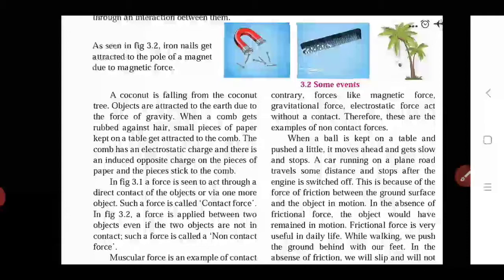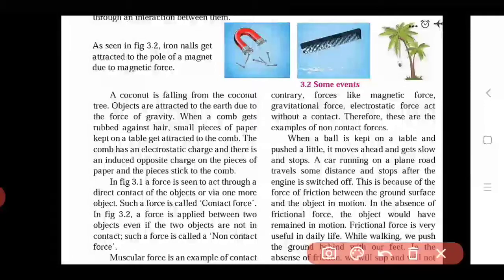In such cases, if forces act on the bodies between two or more bodies, then such a force is called a contact force. So here also we see the definition of the contact force: the force is seen to act through the direct contact of the objects or via one or more objects. We see another type of force, that is the non-contact force.